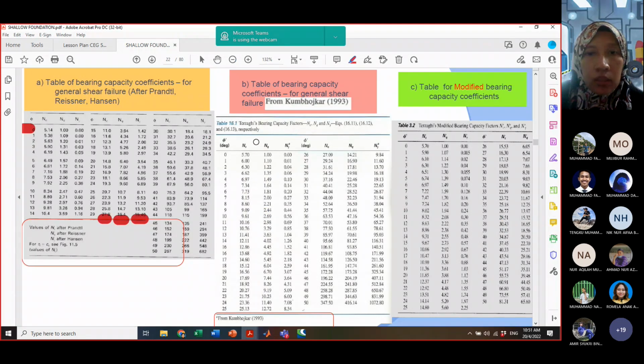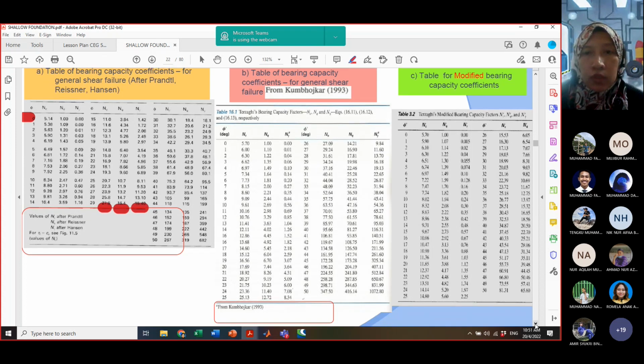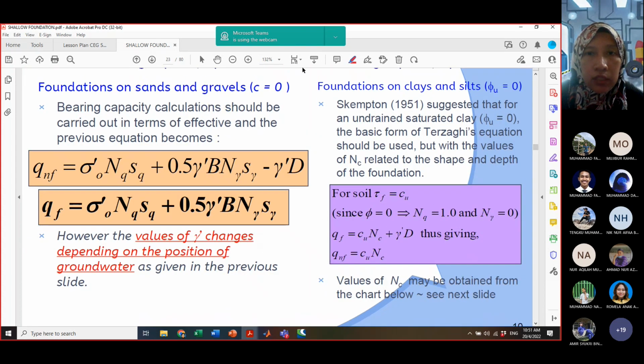Kalau kata it mentions that all these factors table from Komboja for example, so you kena tengok the right tables lah, jangan salah guna. Kalau dia kata dia menggunakan modified bearing capacity factor, so this is the right table untuk you refer. Okay, itulah yang nak ditekankan.